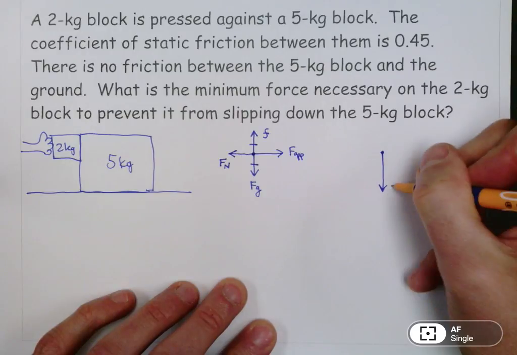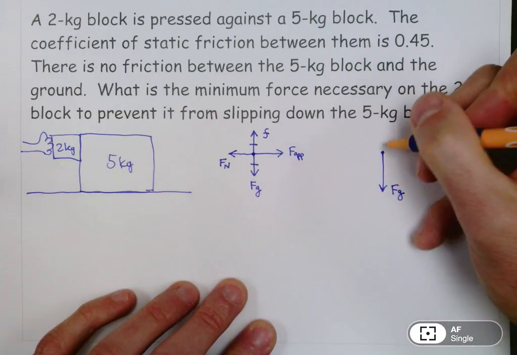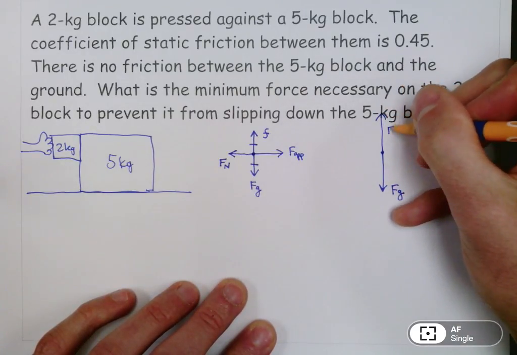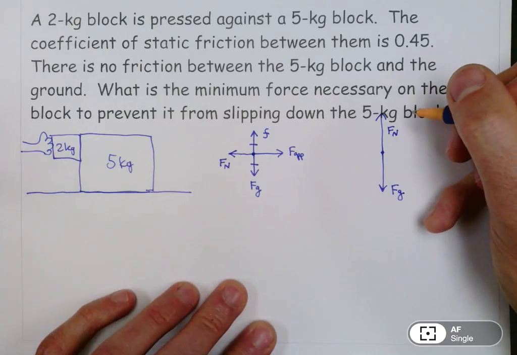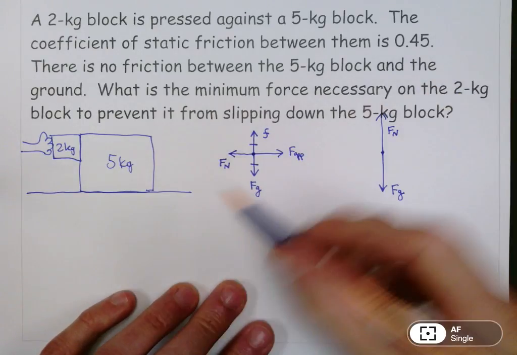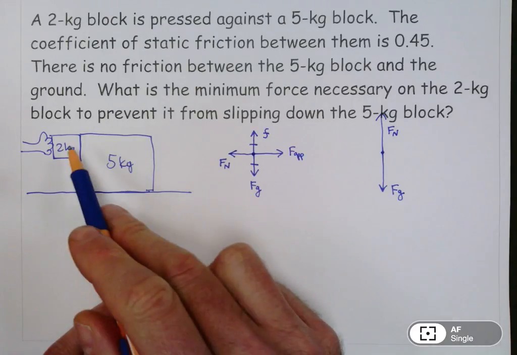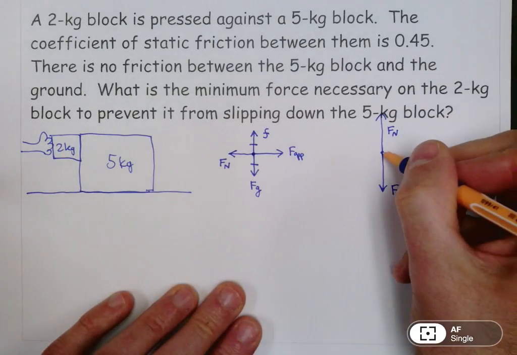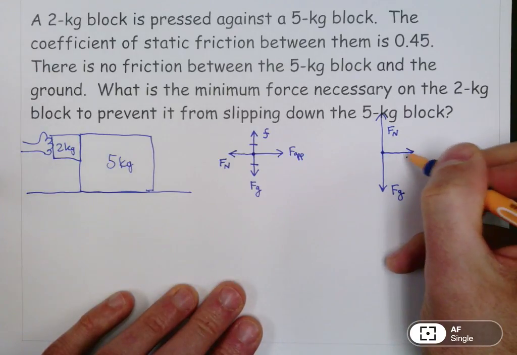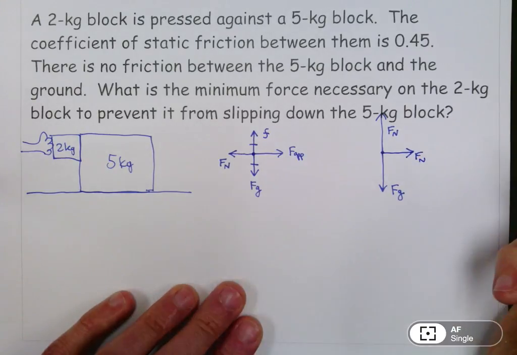Of course, it has the earth pulling down on it. There's a force of gravity. There's the ground pushing up on it. There's a normal force. There's no friction between the 5 kilogram block and the ground, but the 2 kilogram block is pushing forward on it. And I'm going to call that Fn because that's what it is.